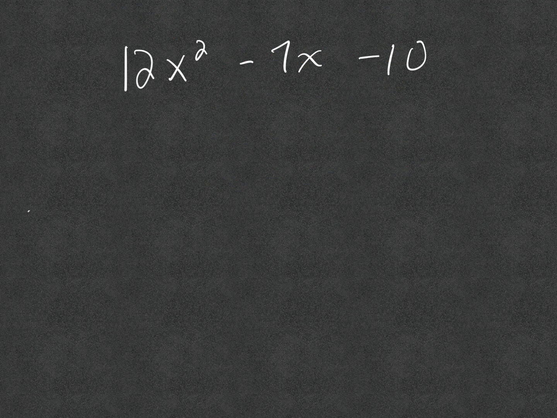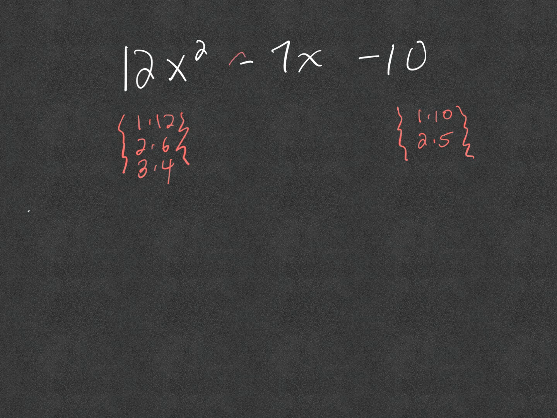Okay, we've got the next one. Do you know what the first step is in this method? Find the factors of A and C. Factors of A, factors of C, okay? What are the factors of 12? 1 times 12, 2 times 6, and 3 times 4. And for 10, we have 1 times 10 and 2 times 5. Now, because this is negative, the middle term is the difference. Well, what is that going to be?